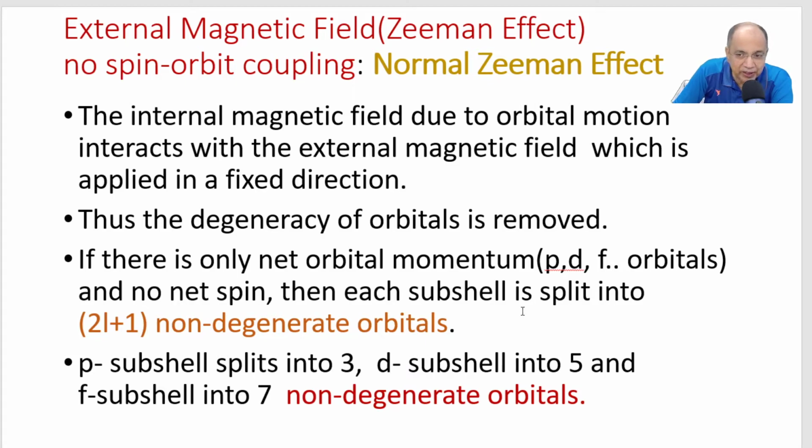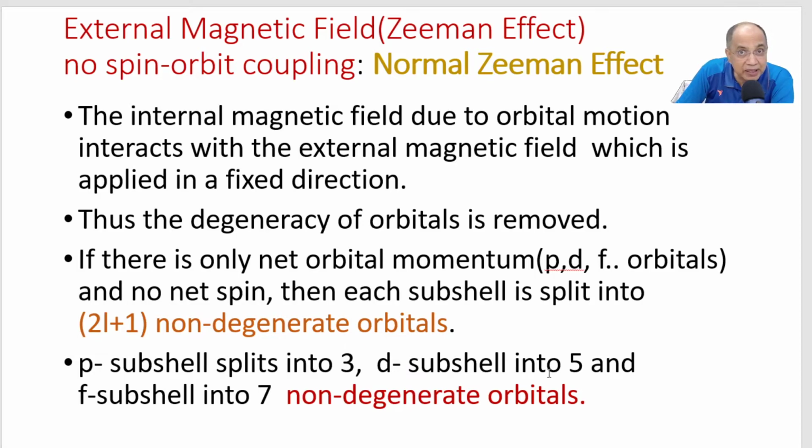then each subcell is split into 2l plus 1 non-degenerate orbitals. If there is a spin, then under low resolution condition, the spin effect will not be observed. In that case, each subcell will be split into 2l plus 1 non-degenerate orbitals. If it is p, then 2 into 1 plus 1, 3. You already know px, py, pz, they are degenerate. But the moment the external field comes, they will become non-degenerate.